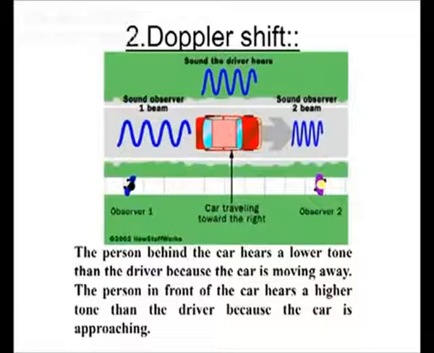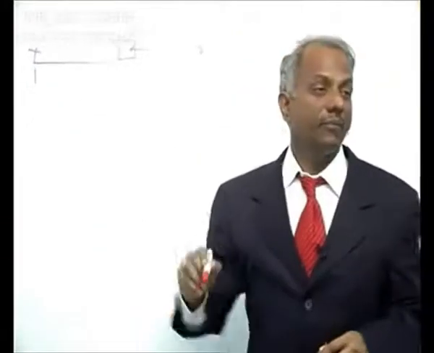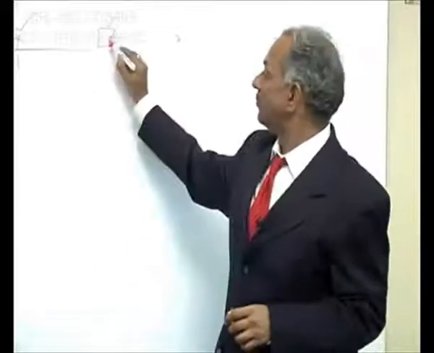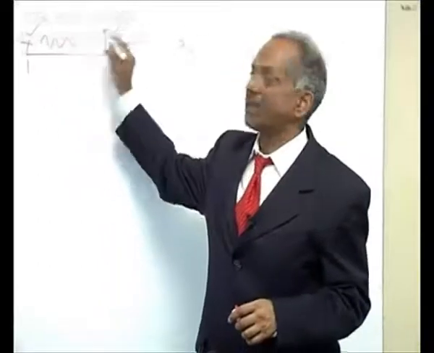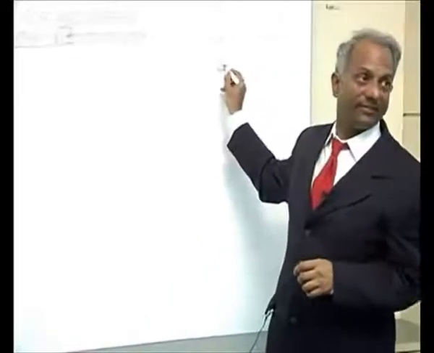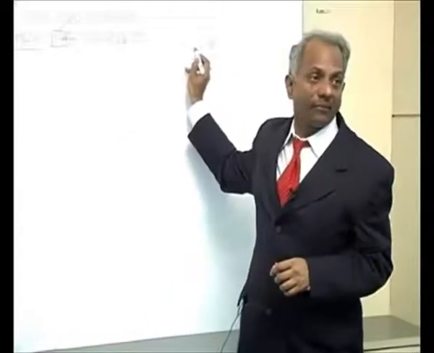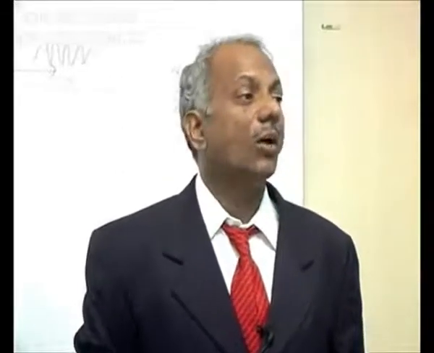The driver observes the same frequency signal all the time. Yes or no? The driver is moving with the same speed as the sound, so he doesn't find any change in the frequency. Whereas for this person, what's going to happen? The vehicle is moving away from the observer, so he will see that the frequency of the signal is reducing. What happens to this observer? As the car is approaching him, the frequency of the signal is going to increase. This is what we call the Doppler shift.